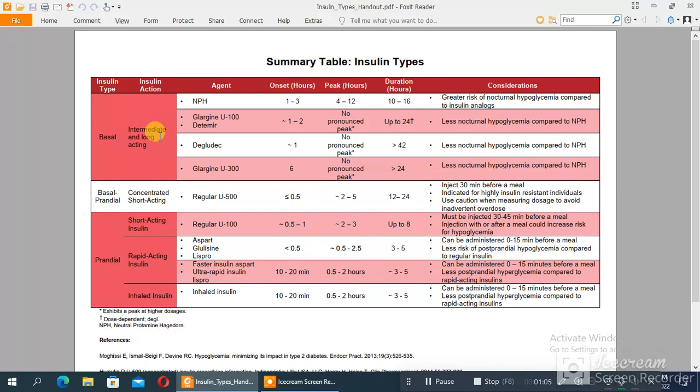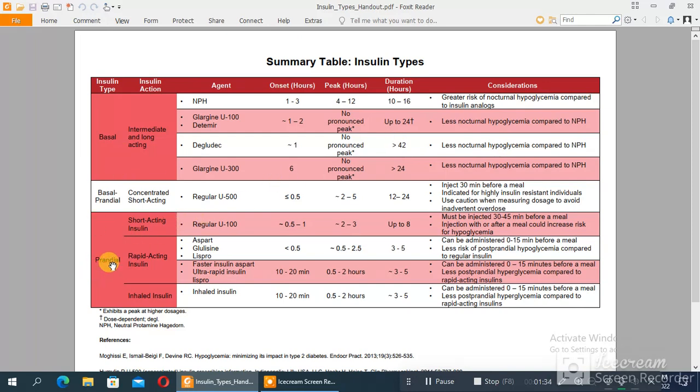Their aim is to provide smooth control of blood glucose level over a long period of time. If you look at the duration of action, for NPH it's 10 to 16 hours, up to 24 hours, more than 24 hours, and for degludec it was more than 42 hours.